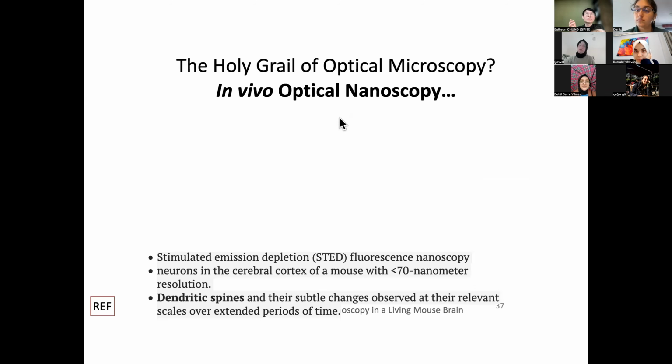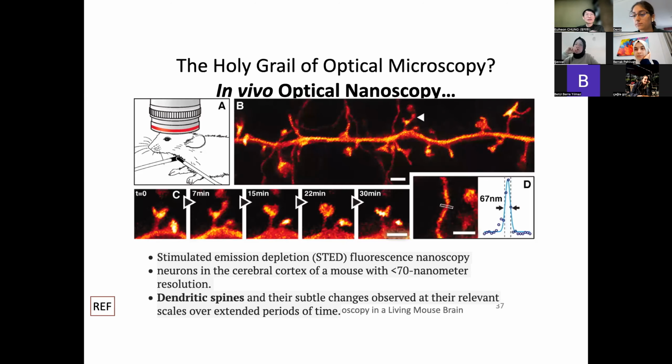And the holy grail of optical microscopy, which is Nobel Prize winning work, called the STED microscope, which I didn't have time to cover. But the point is you use a nonlinear trick to get super high resolution. So in this case, tens of nanometer resolution to look at the neurons in real time. As I say, light microscope allows us to look at dendritic spines in real time.